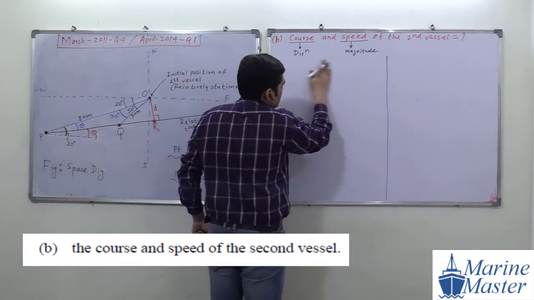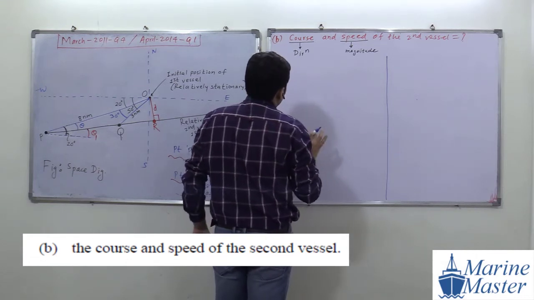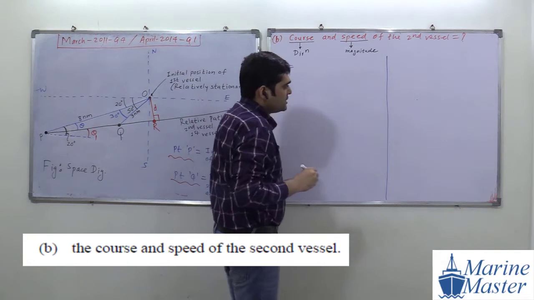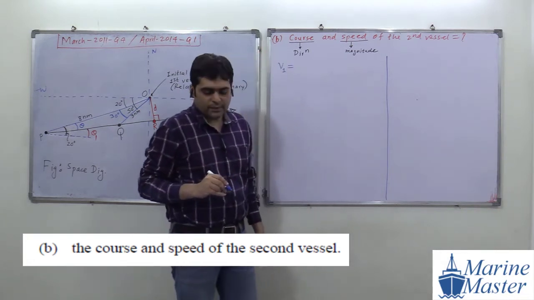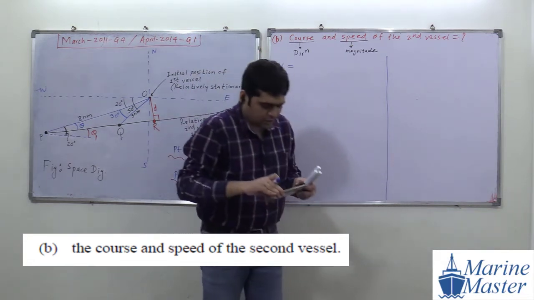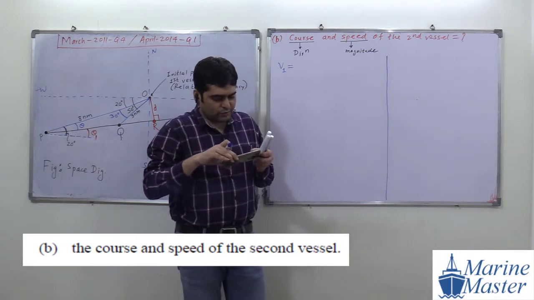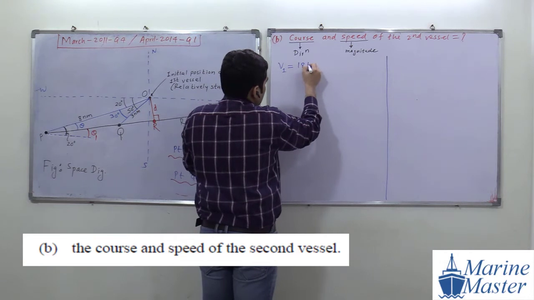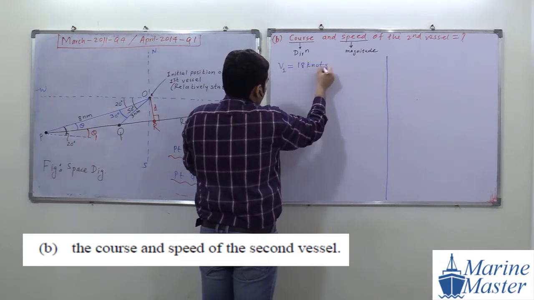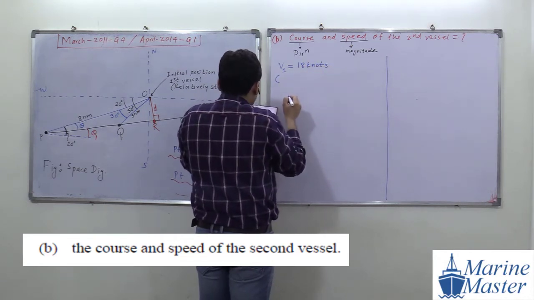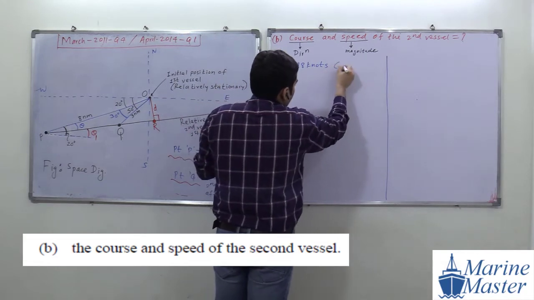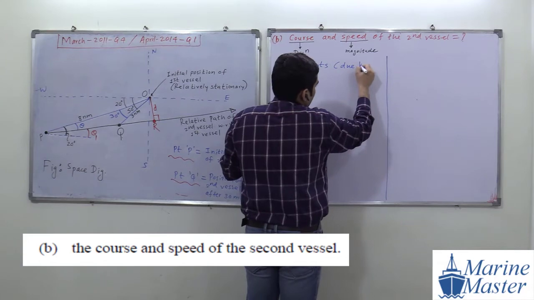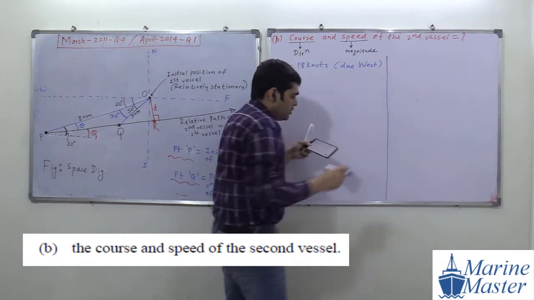For drawing the velocity vector diagram, in the question, for the first vessel, what have they given us? Observe the question. How much is the velocity of the first vessel? 18 knots. In which direction? Due west. So this is about the first vessel.